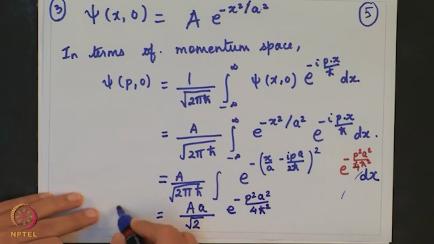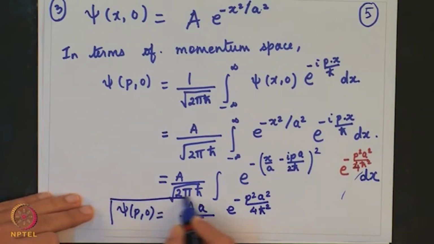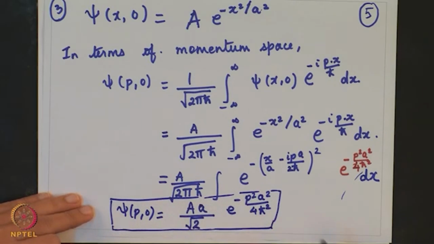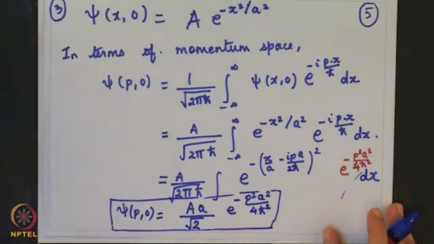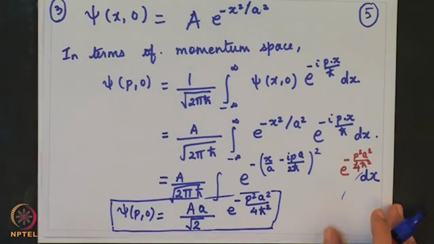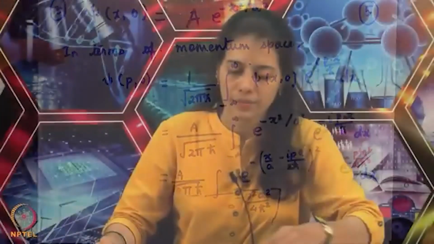Okay, so this is what we get for the wave function of a particle in momentum space. Remember this. And then what we will do next is we will write the time dependent Schrodinger equation. We will come back to that expression.